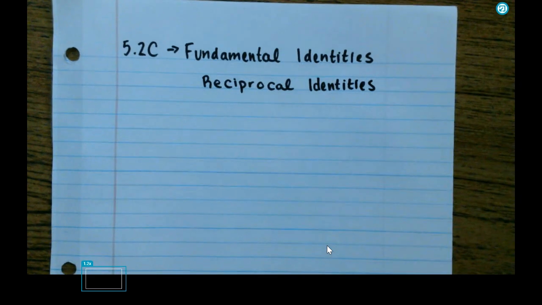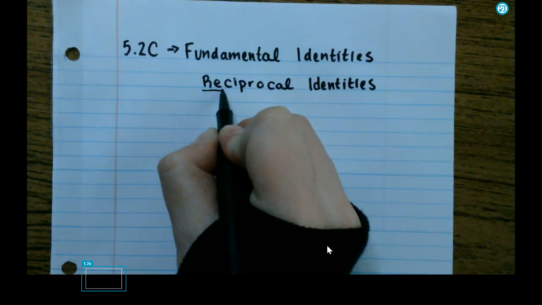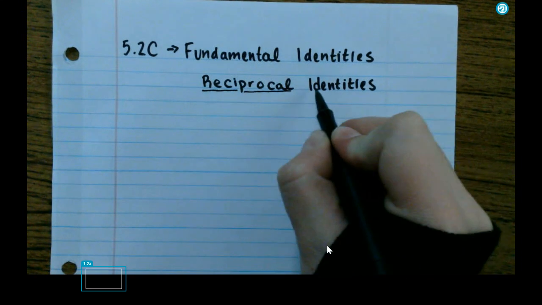We have already talked about our reciprocal identities because we know who is the reciprocal of who, but we are going to put those all down in an official way. We know that sine is the reciprocal of cosecant.